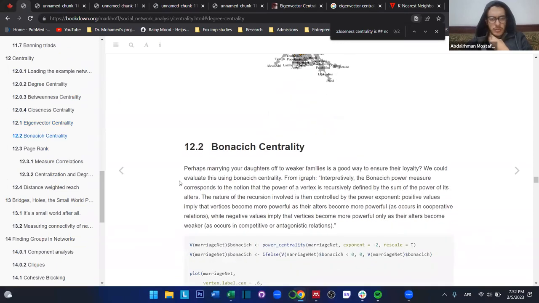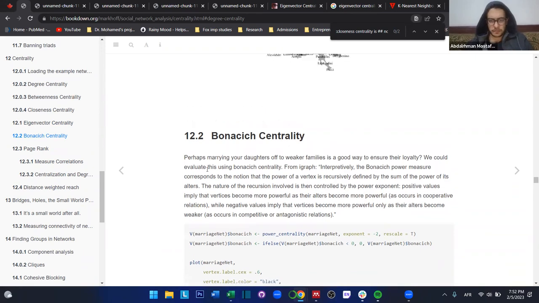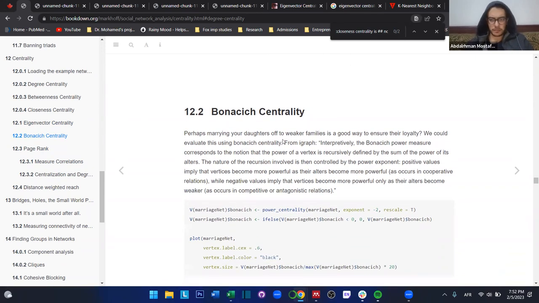Actually, the example we're about to go into makes it quite intuitive. So let's go through it right now. So in Bonacich centrality, they dive right into the example saying that if a family would marry their daughters off to weaker rather than stronger families, they would essentially have political influence over them, and they would be able to control them in a sense, right? And so in the process, make themselves more powerful.